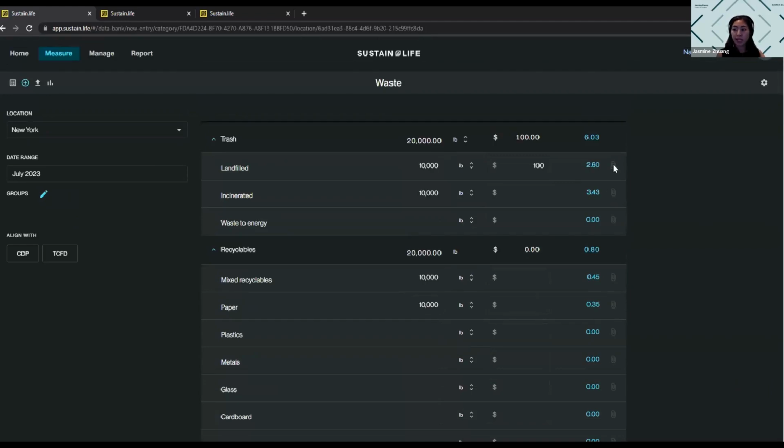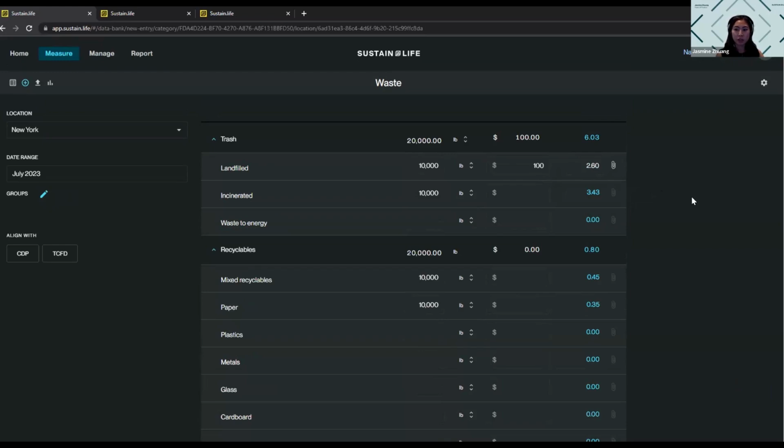You can also attach any kind of bills, documentation, or notes here, and that's just helpful for later on if you're getting audited or you're getting your emissions data verified, or you're just looking to collaborate internally with other teammates and you want to make sure that you're tracking each of your references and notes so that you can always look back and reference them.